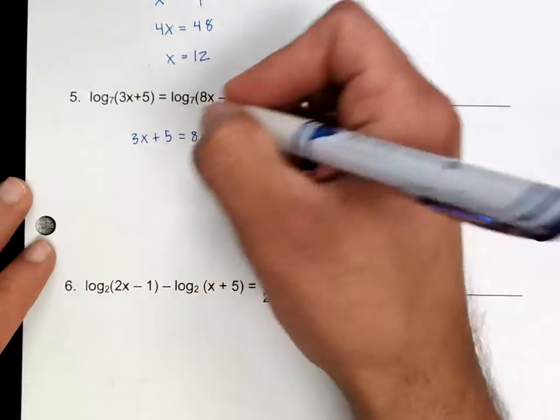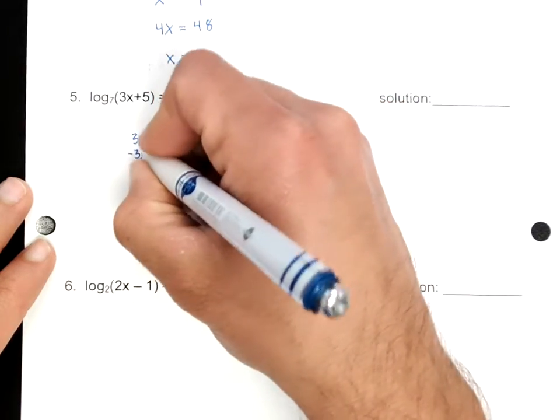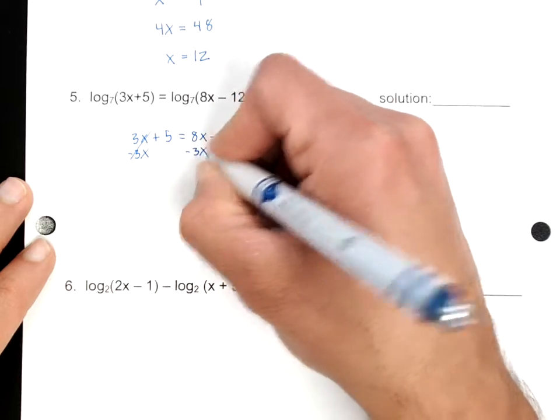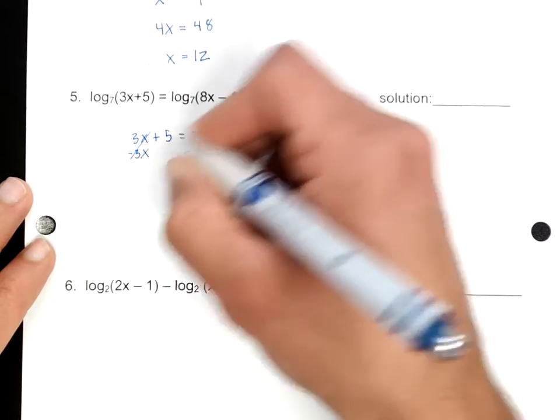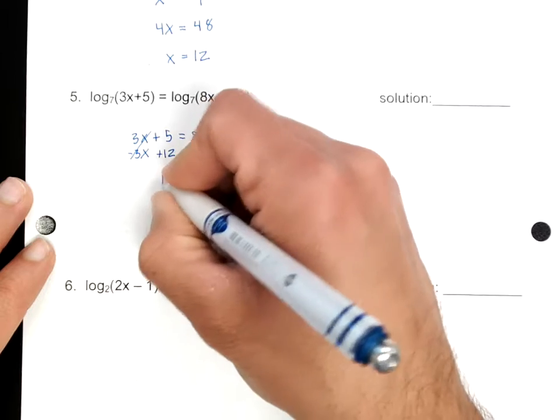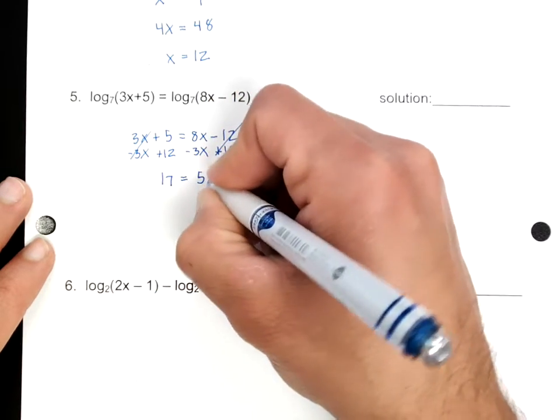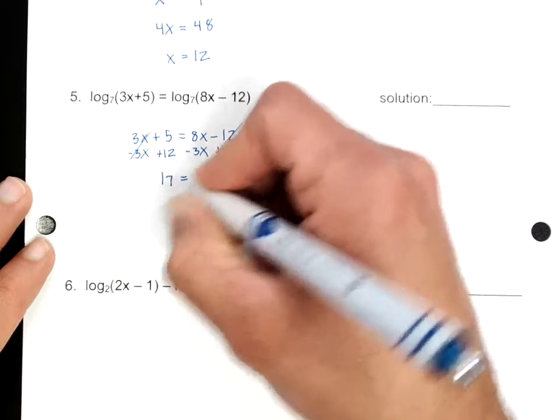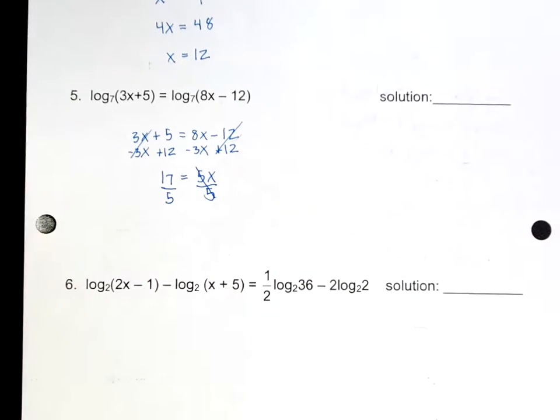So let's see. Subtract 3x. Add 12. So I get 17 is equal to 5x. Divide by 5. So x is equal to 17 over 5.